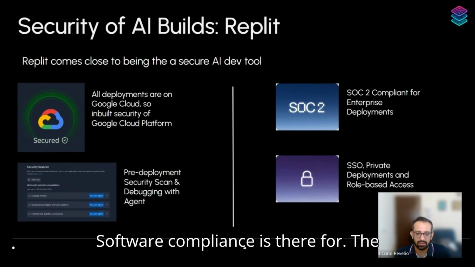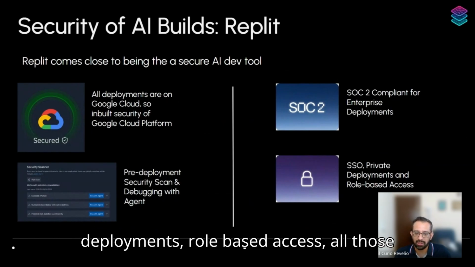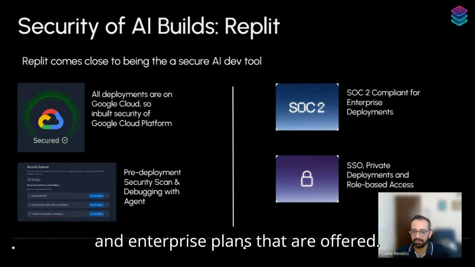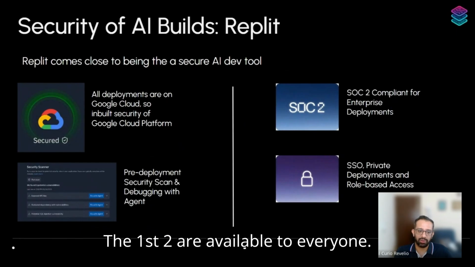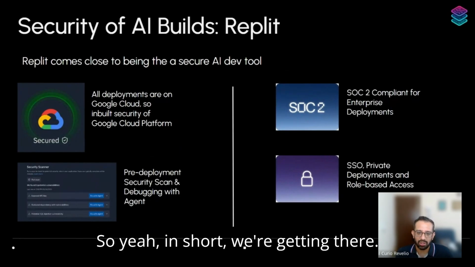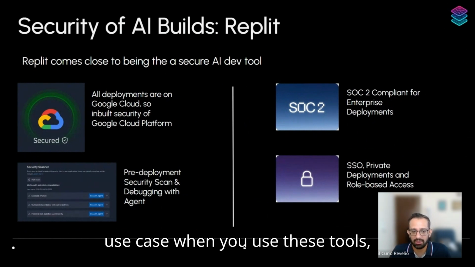For enterprises, SOC 2 compliance is there for enterprise deployments, SSO, private deployments, role-based access. All those security features are there for the teams and enterprise plans that are offered. The first 2 are available to everyone. So yeah, in short, we're getting there, but still be careful around your use case when you use these tools.